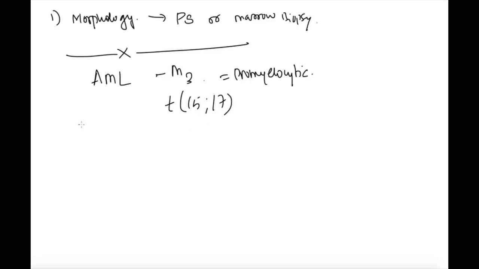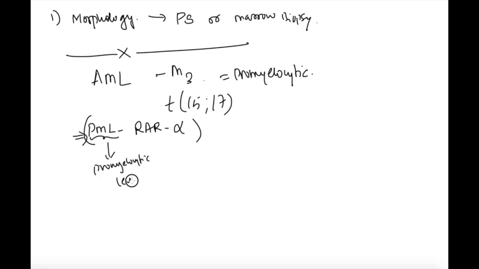Now this translocation is called PML-RAR alpha. So this is the actual translocation. PML stands for promyelocytic leukemia, and RAR alpha could also be written as RARA. What does it mean? Retinoic acid receptor alpha.